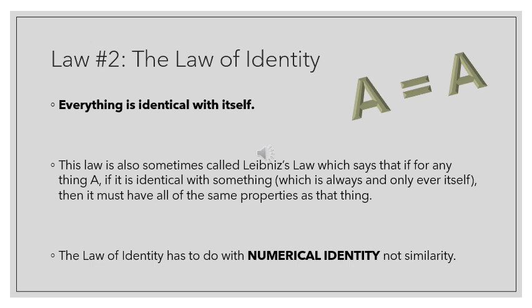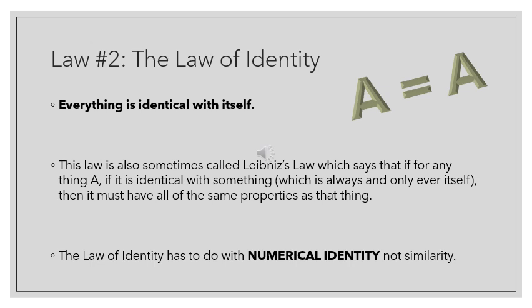The second law of logic that we're worried about is the law of identity. The law of identity states that everything is identical with itself, right? So here we've got the classic A equals A. The law of identity is also sometimes called Leibniz's law, which basically says that for anything A, if it's identical with something, then A must have all and only the same properties as the thing that it's identical to, because it's itself, right?